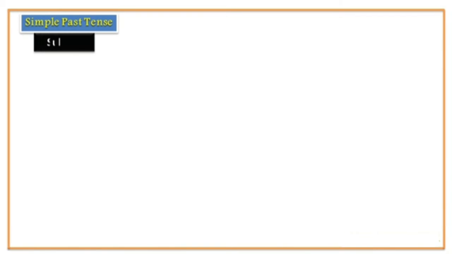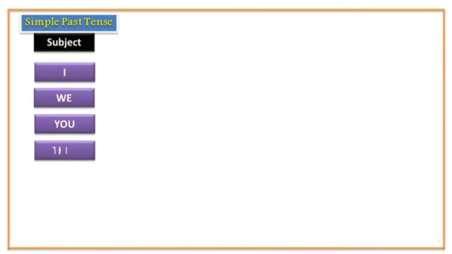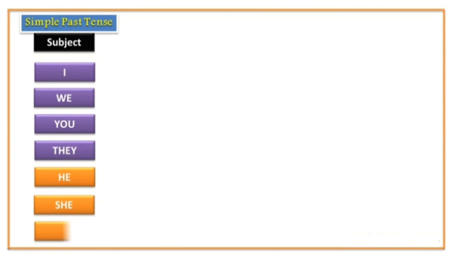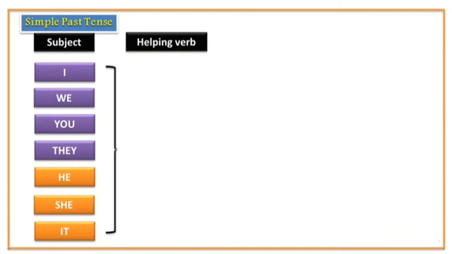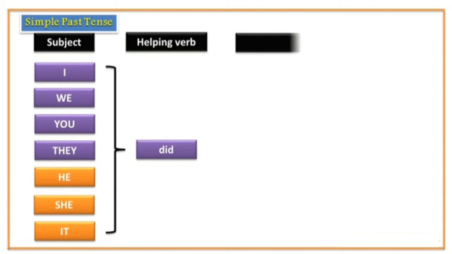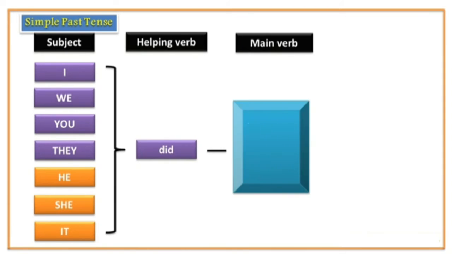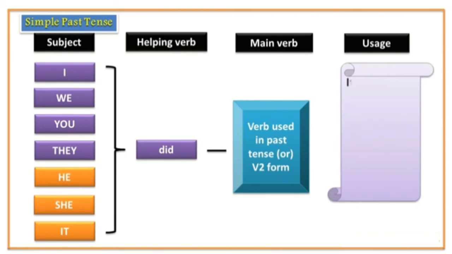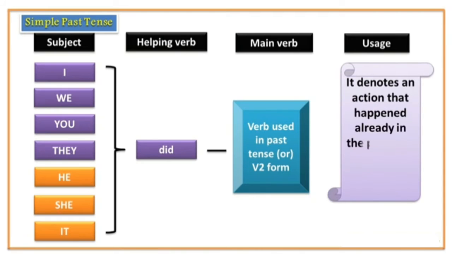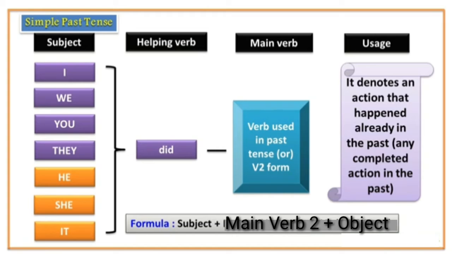Simple past tense. We use past simple for an action that took place in the past. To make a positive statement in past simple, we use the past or verb 2 form of the verb. The verb 2 form is used both for a singular and a plural subject. Look at the following examples.